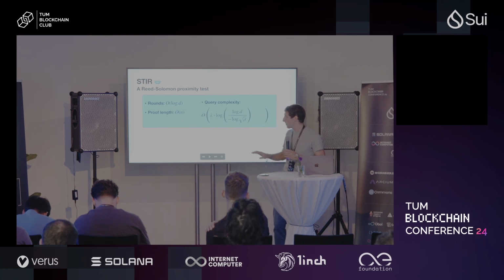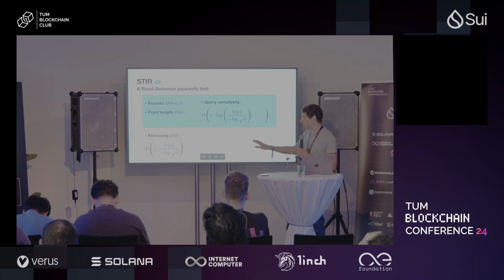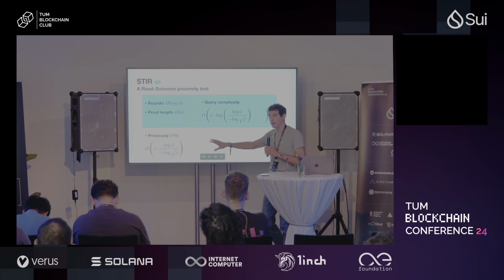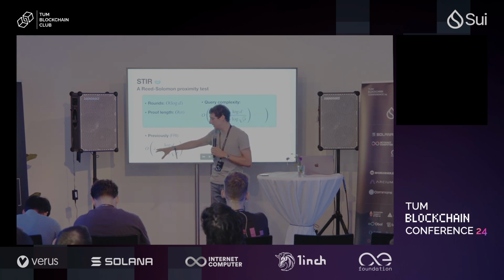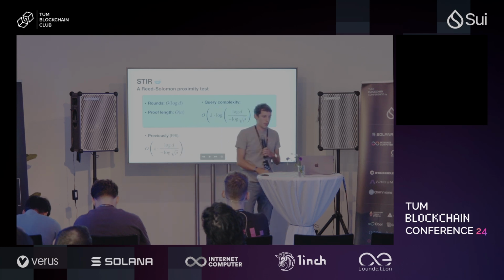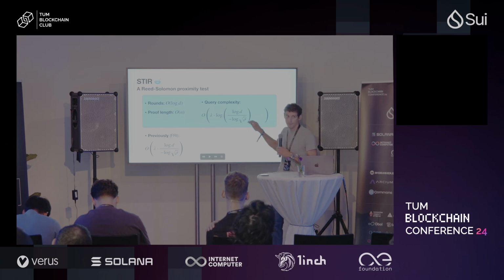And further, the query complexity is this binary expression, which I will explain now by comparing to the previous state of the art. So, the previous state of the art was FRI, and roughly the query complexity of FRI was something like security parameter times log d. In our case, the query complexity is something like security parameter times log d plus log d.